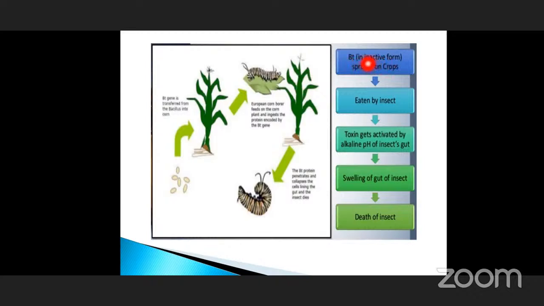So, Bt in inactive form is sprayed on crops and eaten by the insect. The toxin gets activated by the alkaline pH of the insect gut, causing swelling of the gut and death of the insect.